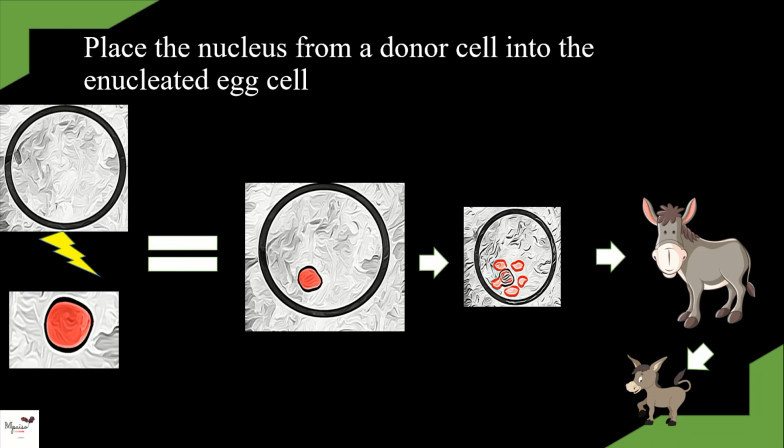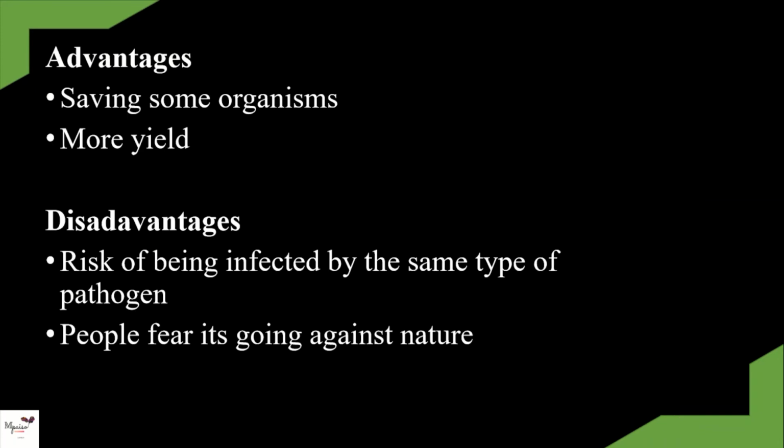Now there are advantages and disadvantages that are associated with cloning. There are a lot of them, but we'll only go through a few. Starting off with the advantages of cloning, we are told that one is able to save organisms, especially those that are about to get extinct.